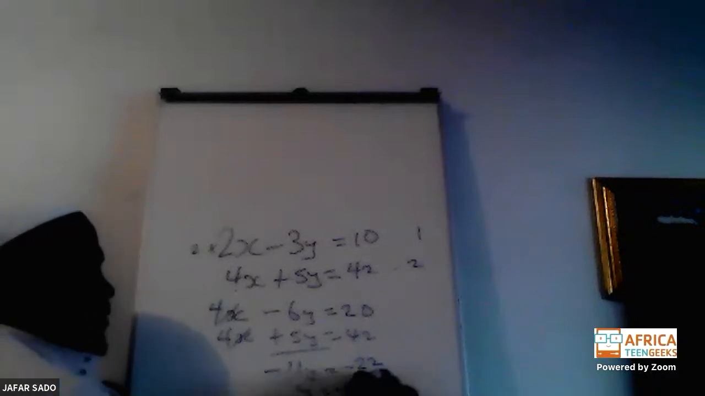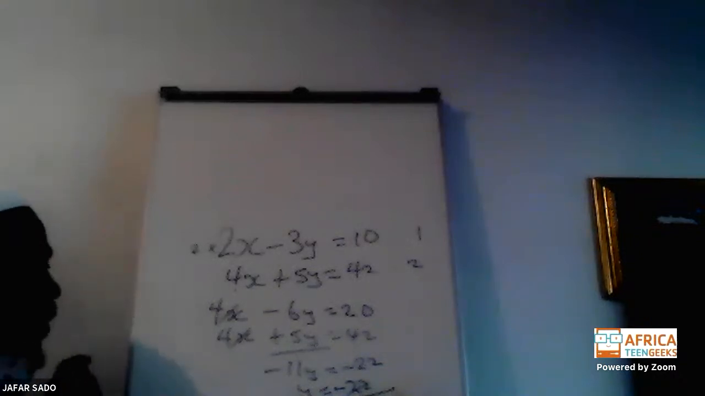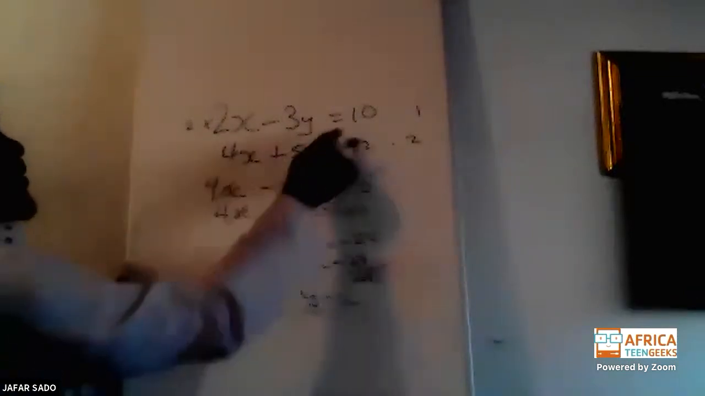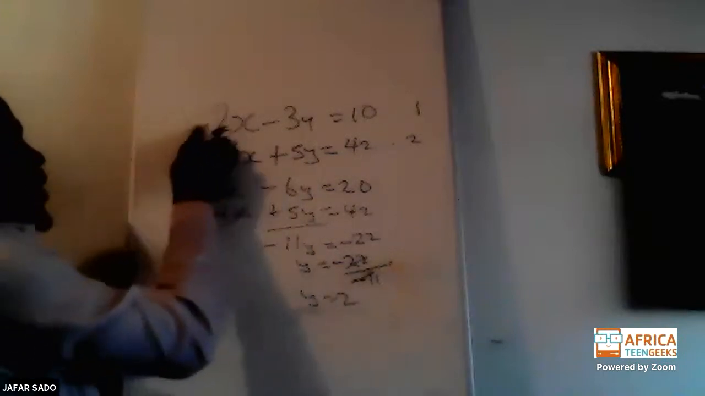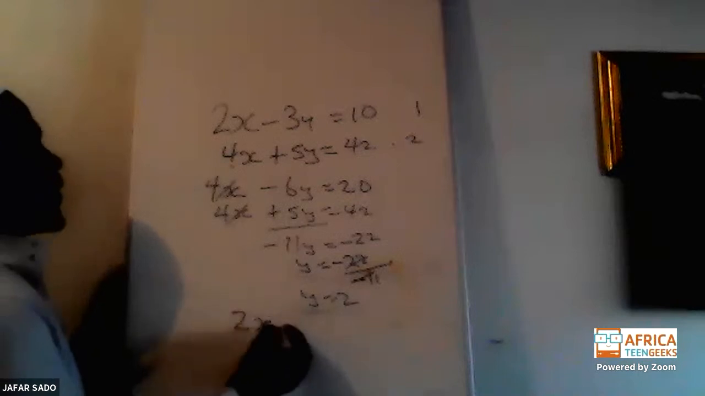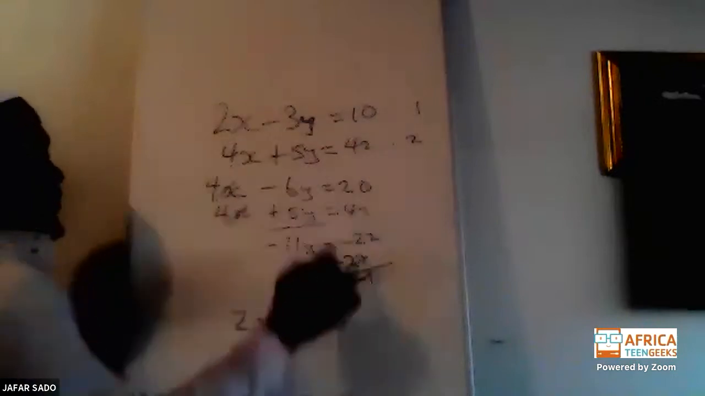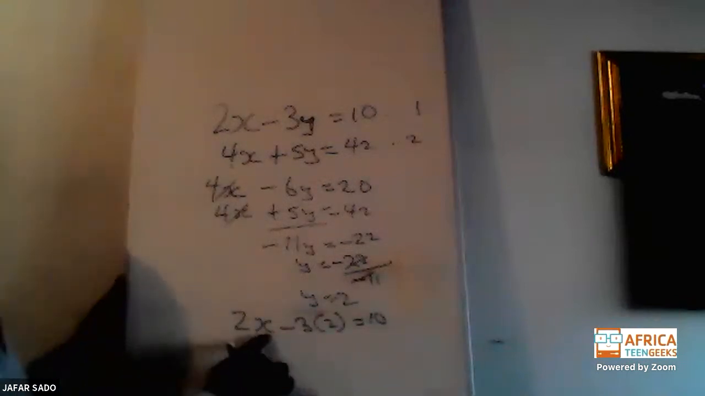So y equals 2. That's our y as 2. To get our x, we substitute the value of 2 for y in either of the two equations. Which one is easier? This is easier. Where y is, we put 2. We have 2x minus 3 bracket 2, so instead of y here we have 2, because now our y is 2, then equals 10.